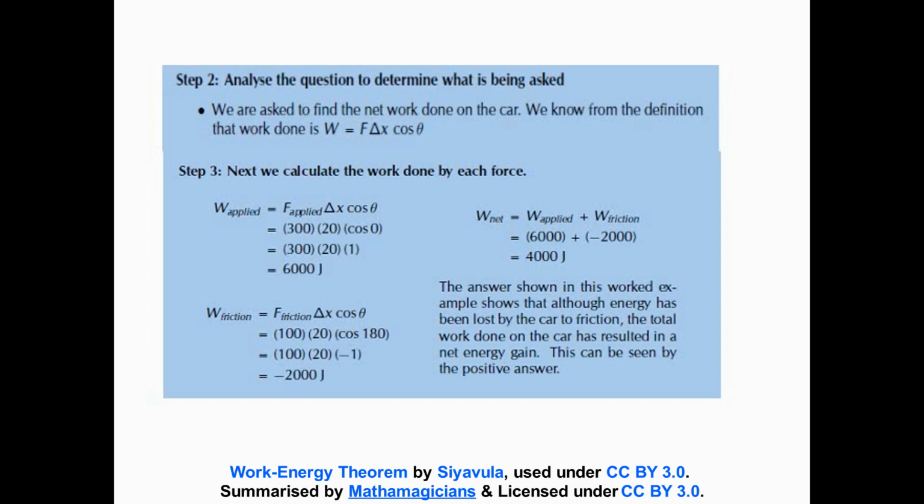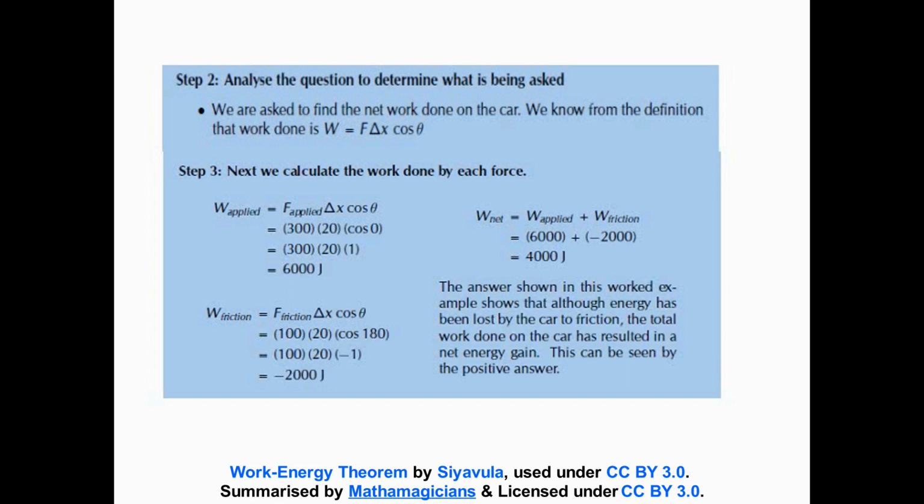Then we calculate the work done by the force of friction. Now the force of friction, opposite direction, we know the force of friction was 100, delta x was 20. And because it's going in the opposite direction, our theta is now 180. It creates a 180-degree angle. So we know it's 100 times 20 times cos 180, which is negative 1. And we get an answer of negative 2,000 joules.